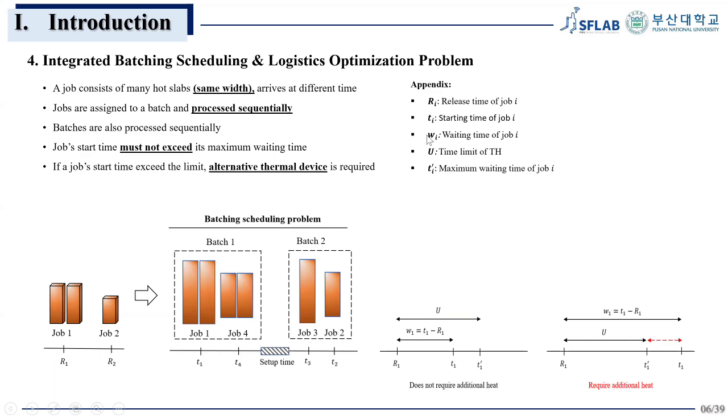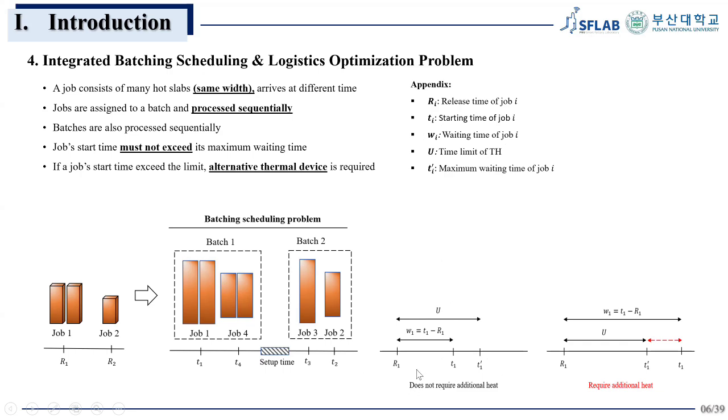We denote WI as the waiting time of a job. The waiting time of a job can be calculated based on the job start time and the job release time. The U here is the time limit that a job can stay in the TH. Based on the time limit and the job start time, we can calculate the maximum waiting time of a job, which is T prime here.